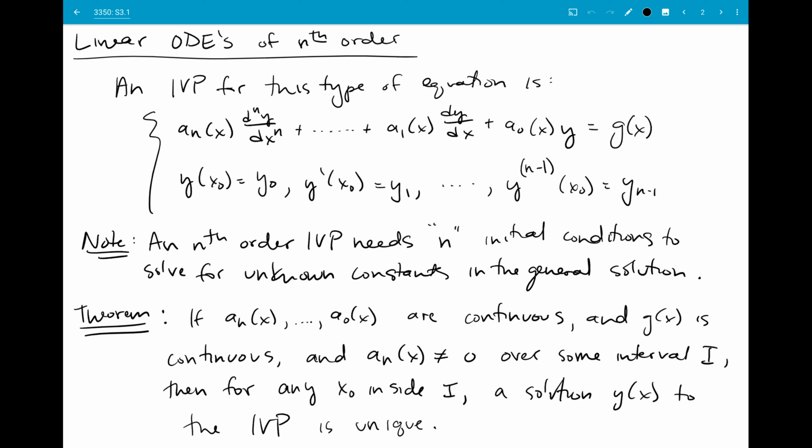So we defined what we mean by an nth order differential equation. We're thinking about these linear things with n derivatives in them and potentially a non-homogeneous part. And we noted that an initial value problem for this type of equation is going to have n initial conditions. We wrote down our initial value problem theorem. It's similar to our initial value problem theorem for first order equations, just more conditions.